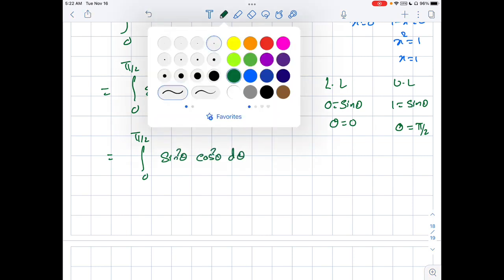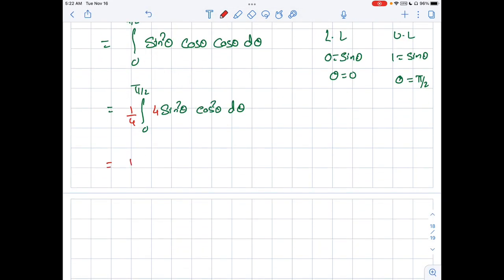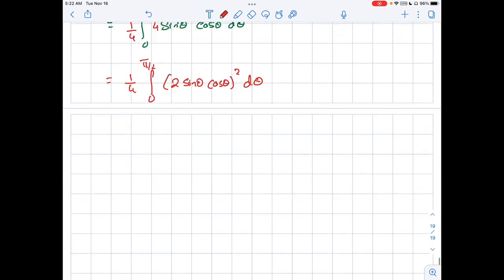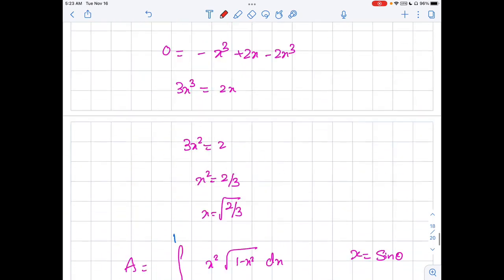So what am I going to do? Multiply and divide by 4. Why should I multiply and divide by 4? So that it becomes 2 sine theta cos theta whole square. 2 sine theta cos theta is sine 2 theta. So 0 to pi by 2 sine 2 theta whole square, which is sine square 2 theta. So 1 upon 4, 0 to pi by 2 sine square 2 theta d theta. That has been proved.